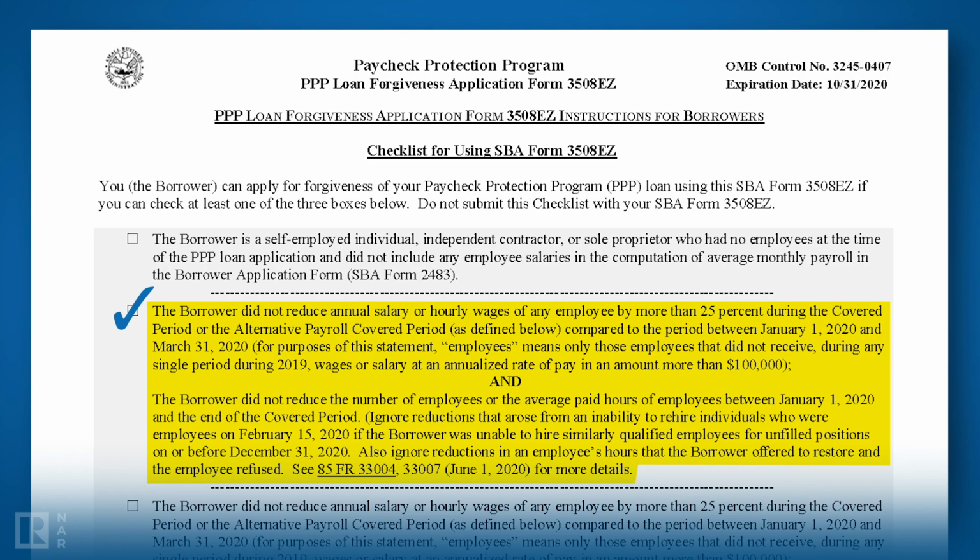Note that for these purposes, borrowers can ignore reductions of employees who were previously employed on February 15, 2020 and not rehired if the borrower was unable to hire similarly qualified employees for the unfilled positions on or before December 31, 2020. Borrowers can also ignore reductions in an employee's hours that the borrower offered to restore and the employee refused.